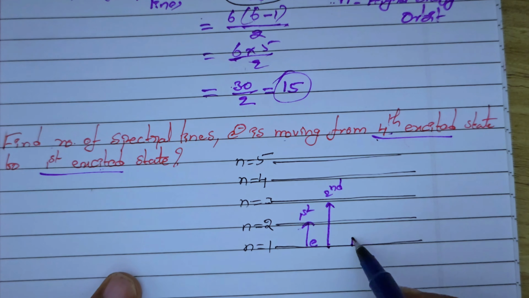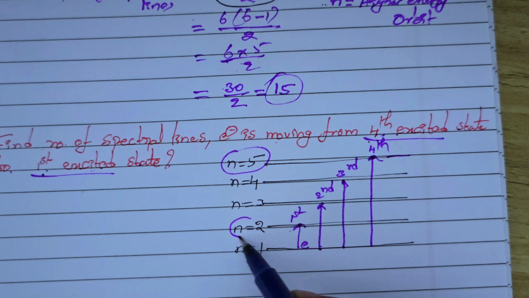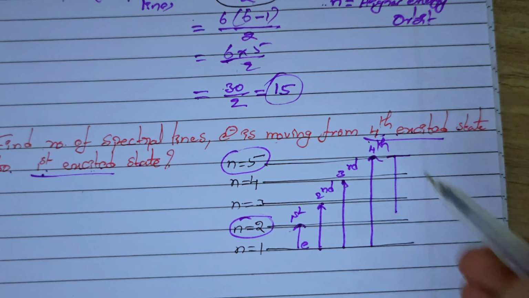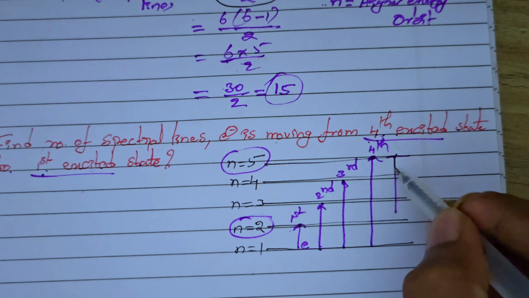The electron is coming from the fourth excited state, whose n value is 5. And where is it going? To the first excited state, and the first excited state means n value is 2. So the electron is coming from the fifth orbit to the second orbit. That is the meaning of the question. Before, the electron was moving to the ground state, but here the electron doesn't move to the ground state.